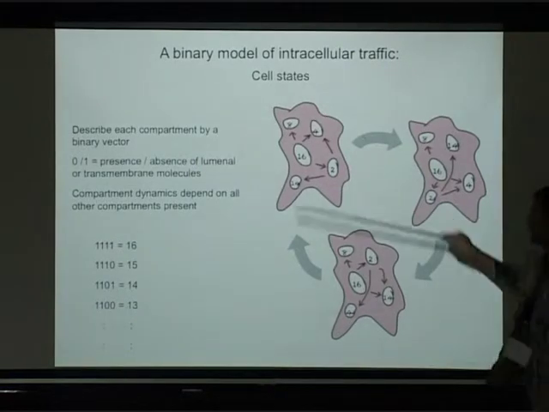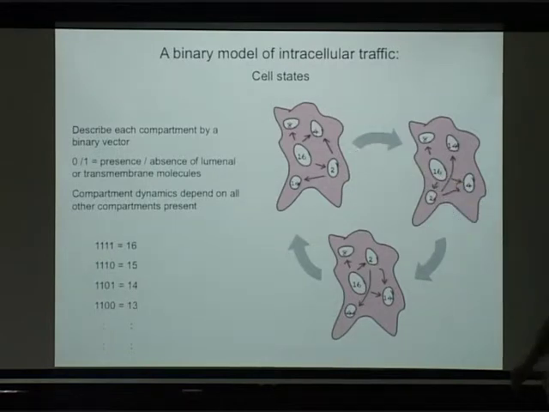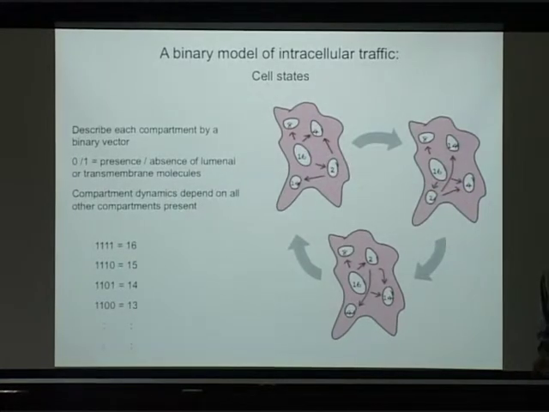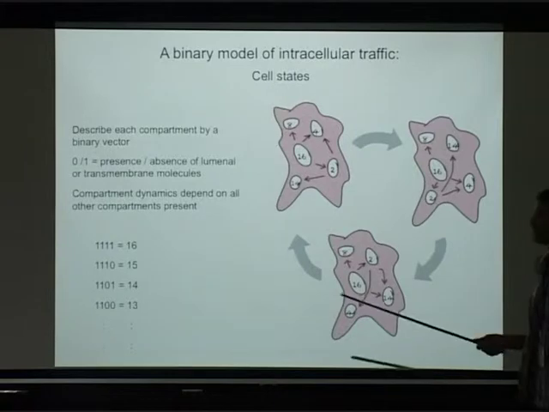So here's the eukaryotic cell. In this eukaryotic cell, you have all these compartments, and these compartments exchange matter by vesicles. And the composition of each of these compartments is different because they contain different proteins. And what proteins they contain makes the difference between being the endoplasmic reticulum or being the Golgi apparatus or whatever it is. So let's make a binary model.